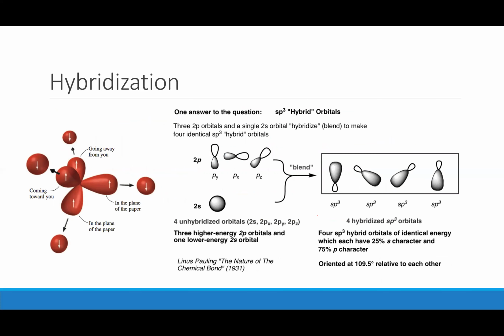Okay, so again, this is just a pictorial view of what those sp3 orbitals look like. Again, we're taking the 3 p orbitals and our 1s orbital and blending them together to make 4 sp3 orbitals. You can tell they get their name sp3 because it's made of an s and 3 p's.